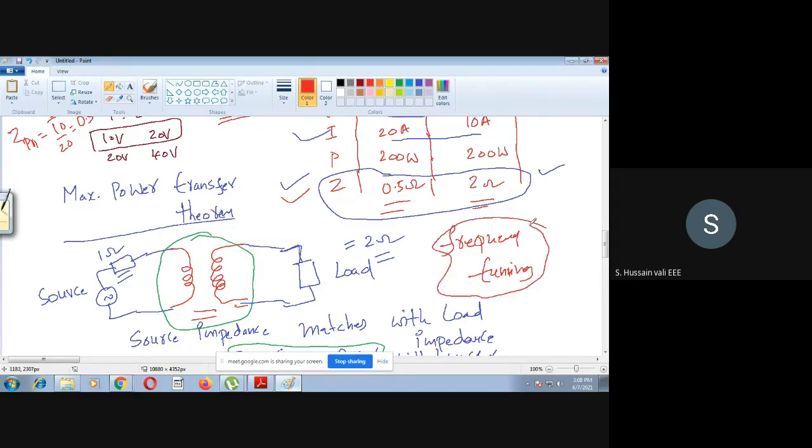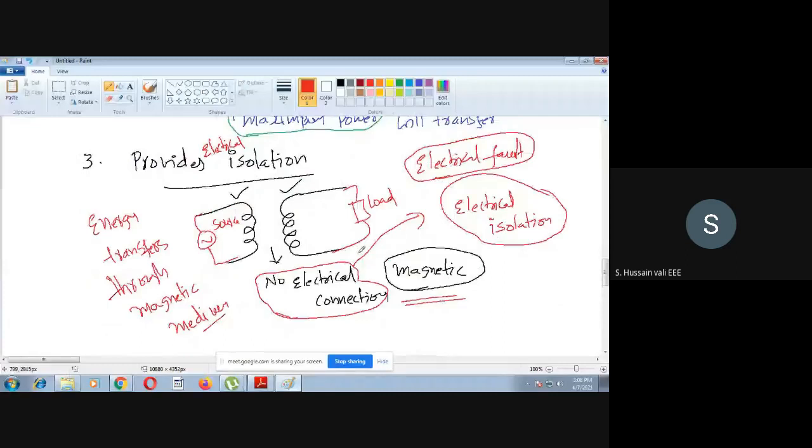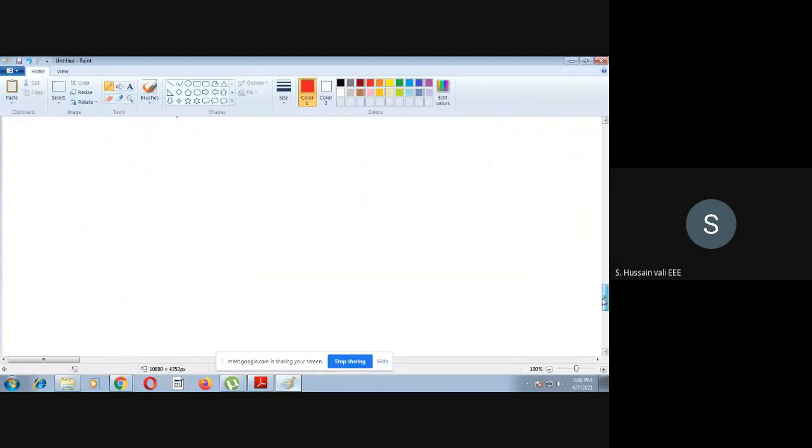In frequency tuning, so also we can use this. Okay, second advantage. This is the third advantage. It provides electrical isolation. Okay, so these are the three advantages of the transformer. Now, what are the other things we must concentrate on here is that, okay, so few things we got right now.